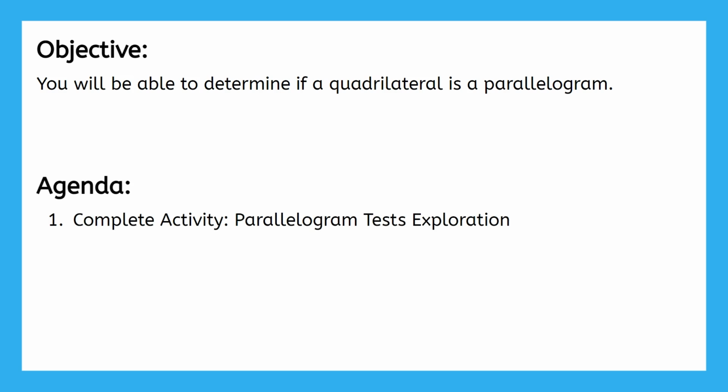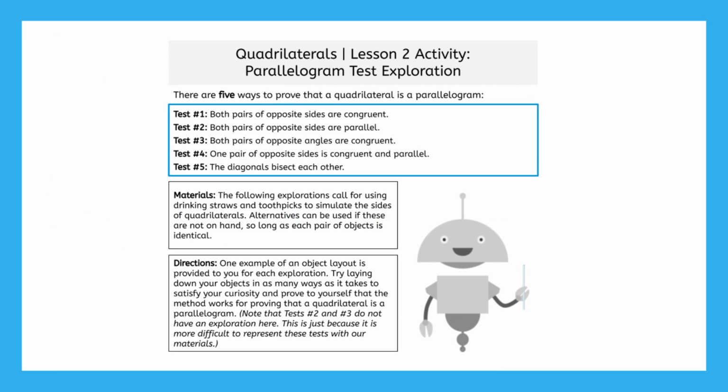First, you'll complete the parallelogram tests exploration activity in your notes template PDF. Then, we'll complete 2 practice problems. Our first agenda task is actually one for you to do on your own. In your notes template PDF, you'll find the parallelogram test exploration activity. Here, you're provided the 5 tests that you can use to determine if a quadrilateral is a parallelogram. And there are directions for you to explore some of these tests on your own with physical objects. Pause the video here and come back when you're done with the activity.